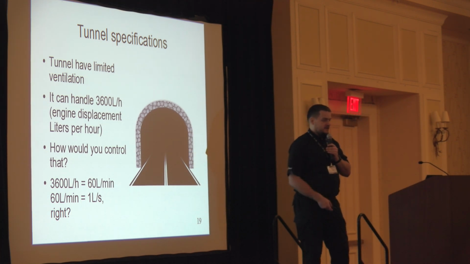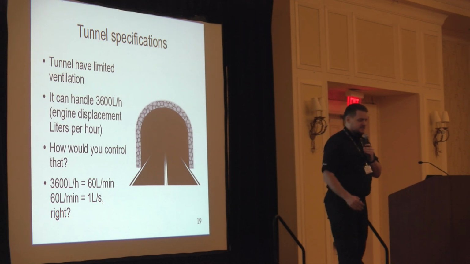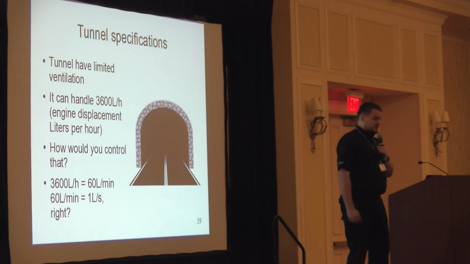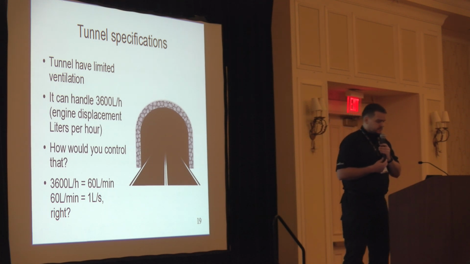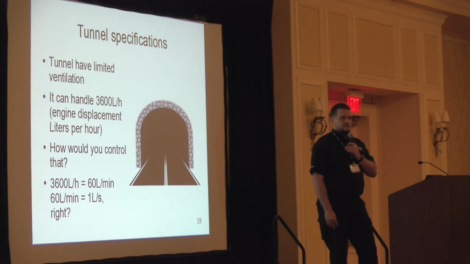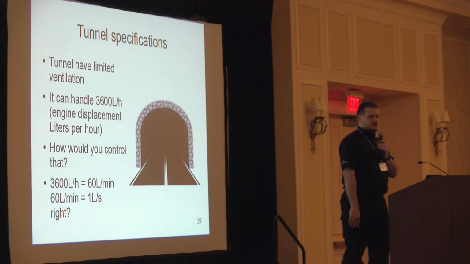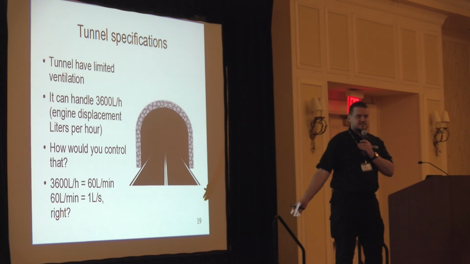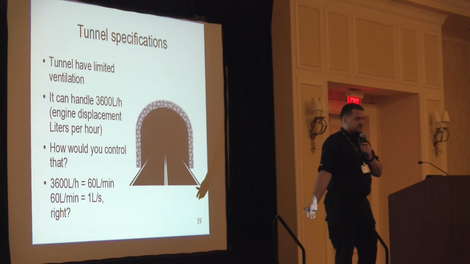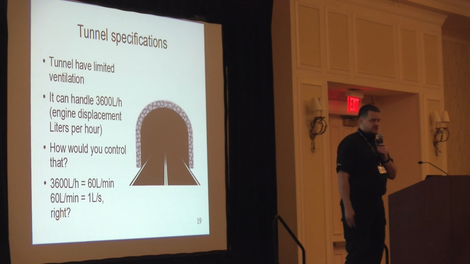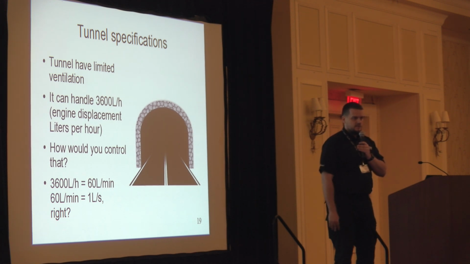So the tunnel limitation is 3,600 liters per hour. Basically that's engine displacement liters per hour. So how would you control that? You have this limitation. If you send more in, there will be toxicity. It will be bad for your health. Everyone will sue you. If you send less, you will not utilize the tunnel enough. You will have big traffic jams. Everyone will sue you anyway.